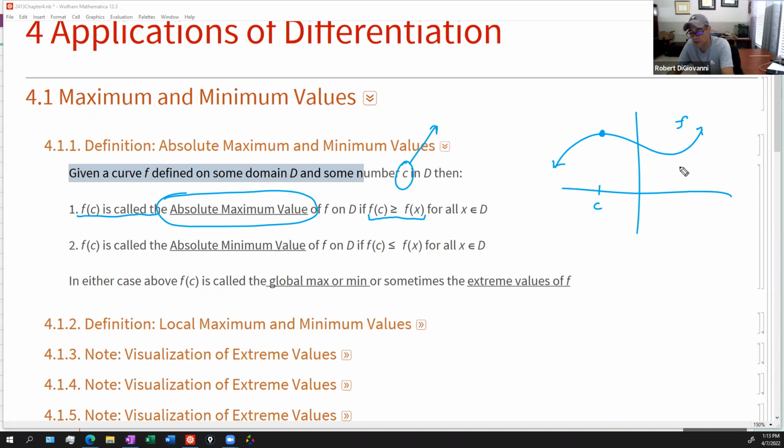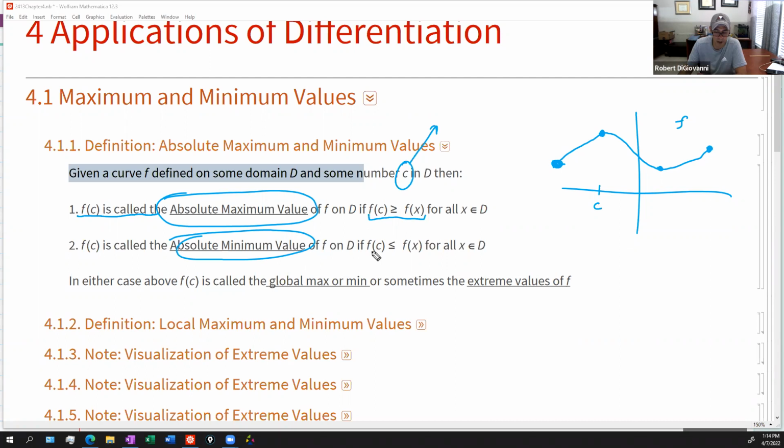Now, in this picture, that actually is not correct because that's not the highest point on the graph. Let me do this, something like this. Let me stop the graph, make it start and stop somewhere. Okay, this point right here would be the absolute maximum value of the function, because it's the highest point on the graph. On the other hand, the absolute minimum value would be the lowest point on the graph. I have other graphs for you, but that's the actual definition.